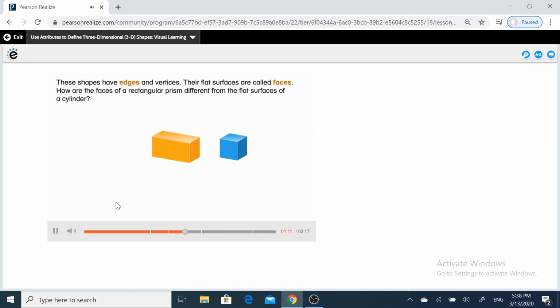These shapes have edges and vertices. Their flat surfaces are called faces. How are the faces of a rectangular prism different from the flat surfaces of a cylinder? Look at the shape of the flat surfaces in the cylinder and in the rectangular prism, and answer the question. What's the difference? Good. A rectangular prism's faces are rectangles. A cylinder's flat surfaces are circles.